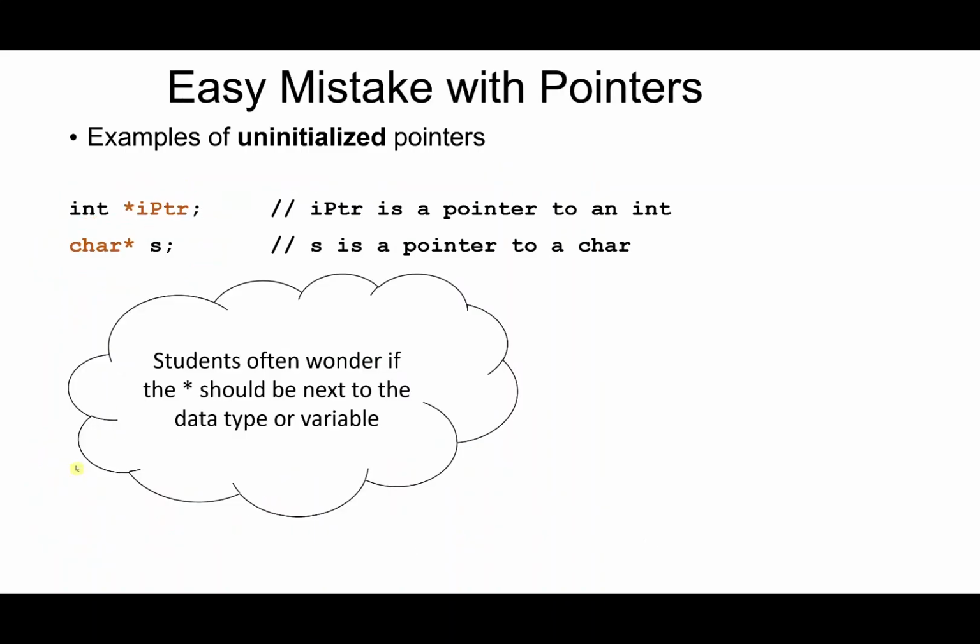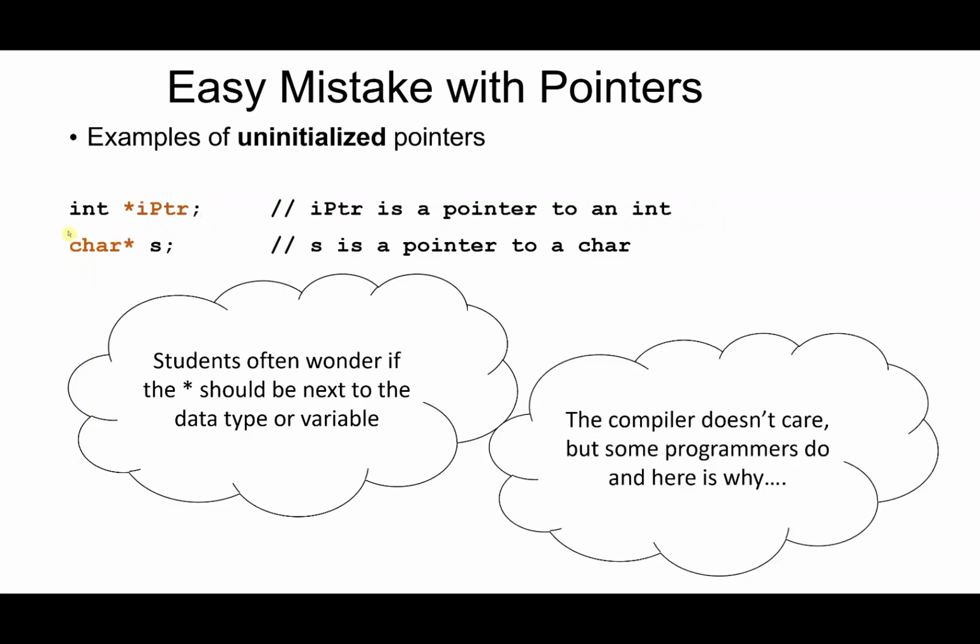So some students ask, okay, where should I place the asterisk? Is it next to the variable name, like the pointer name, or the data type? Now, basically, the compiler doesn't care, but some programmers do, and there is a reason why they do.